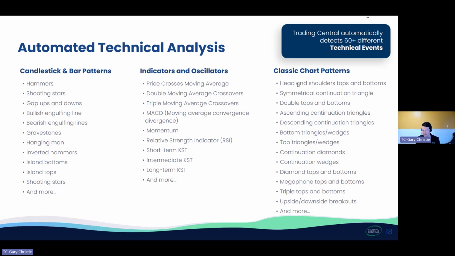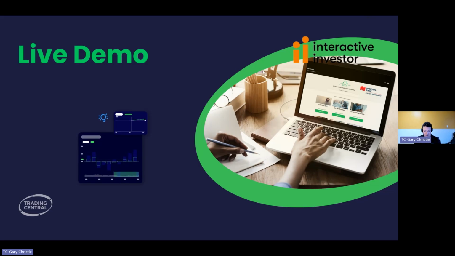So you can fine tune what you care about the most in terms of technicals, and customize your own watch lists, which is really how we use this tool the most. It's the power of watch lists, and we'll get into that. So let's get into a live demo here, and I want to show you just how we use this in real time. So let's get in.